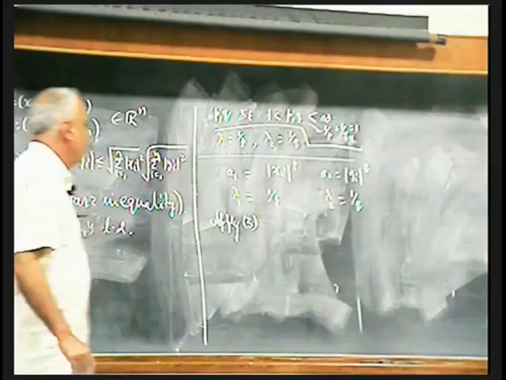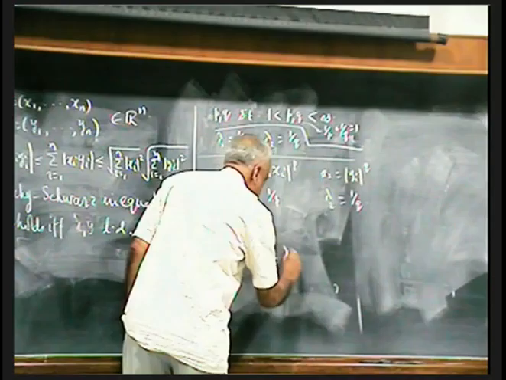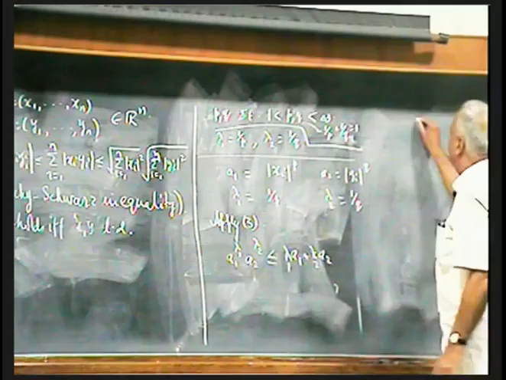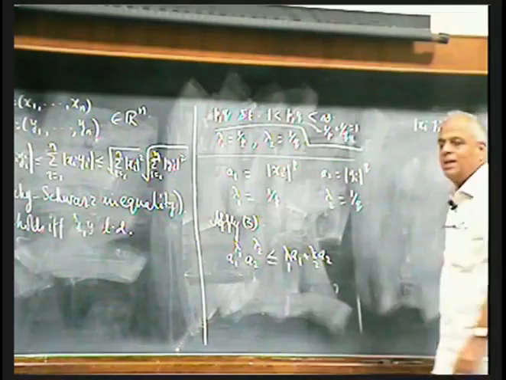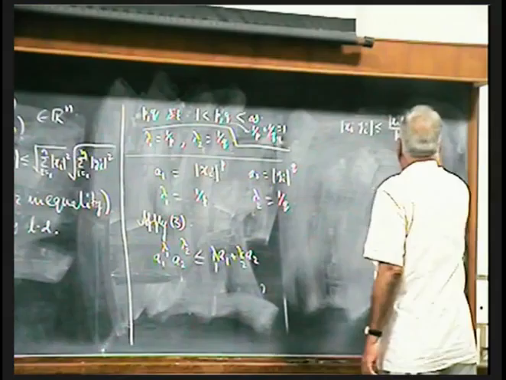So what does that say? That says A1 power lambda 1, A2 power lambda 2 is less than or equal to lambda 1 A1 plus lambda 2 A2. Let's substitute the values for lambda 1, lambda 2, A1, A2. A1 power lambda 1: xi to the power of p to the power of 1 over p. So it is mod xi. Similarly, the other one is mod yi, which I write as mod xi yi. Again, I get mod xi yi for the left-hand side. The right-hand side is mod xi to the power of p by p plus mod yi to the power of q by q.